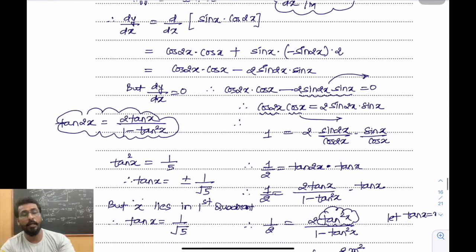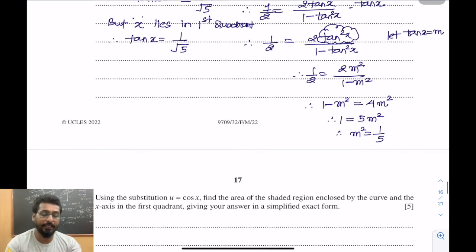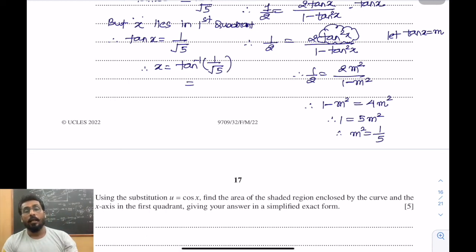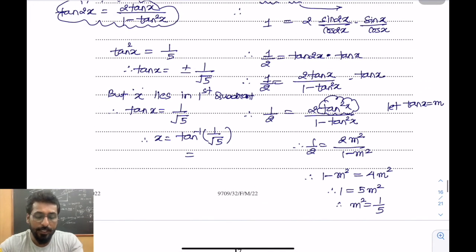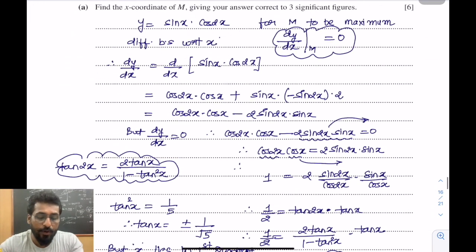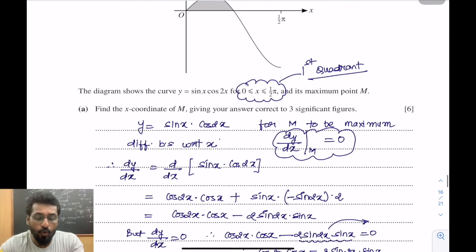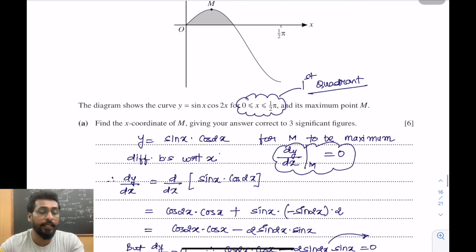Yes, students, we are trying to find the x coordinate of point M, that is x. So x is going to be tan inverse of 1 upon root 5. Let's make use of the calculator. Make sure that you write your answer in radian mode, students. Means you'll be using the calculator in radian mode, writing the angle in radians.